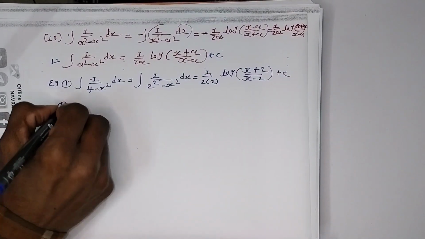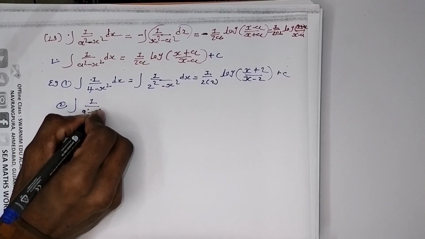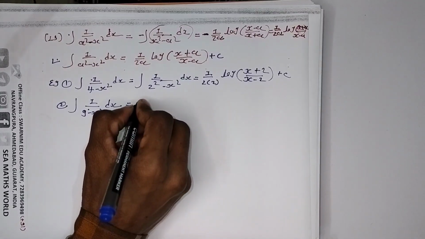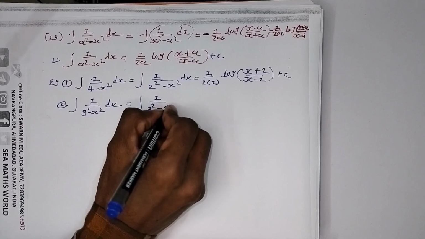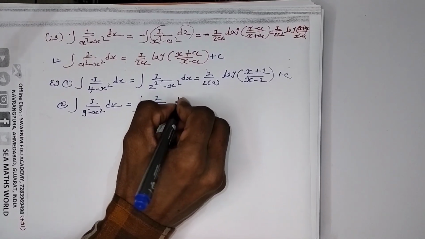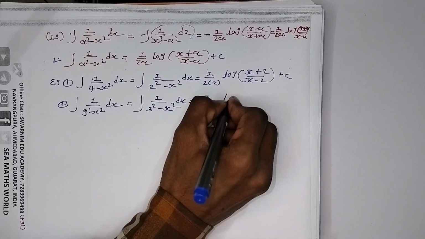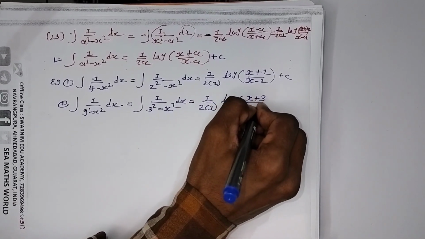One more example. Integration of 1 upon 9 minus x square is equal to, 9 we can write as 3 square. So 1 upon 2a is what? 3. Log of x plus a upon x minus a is 3.